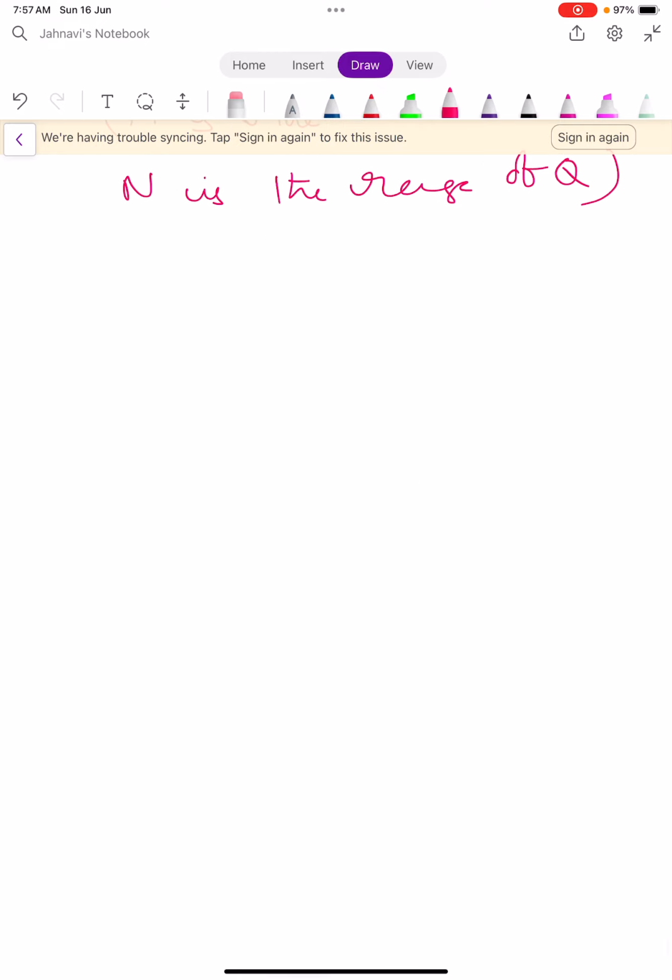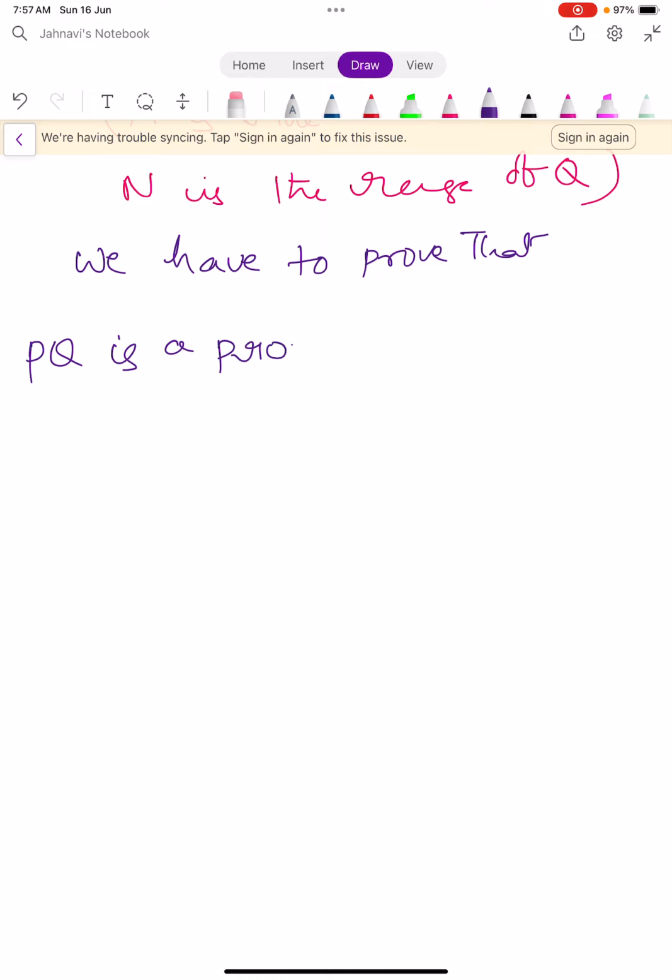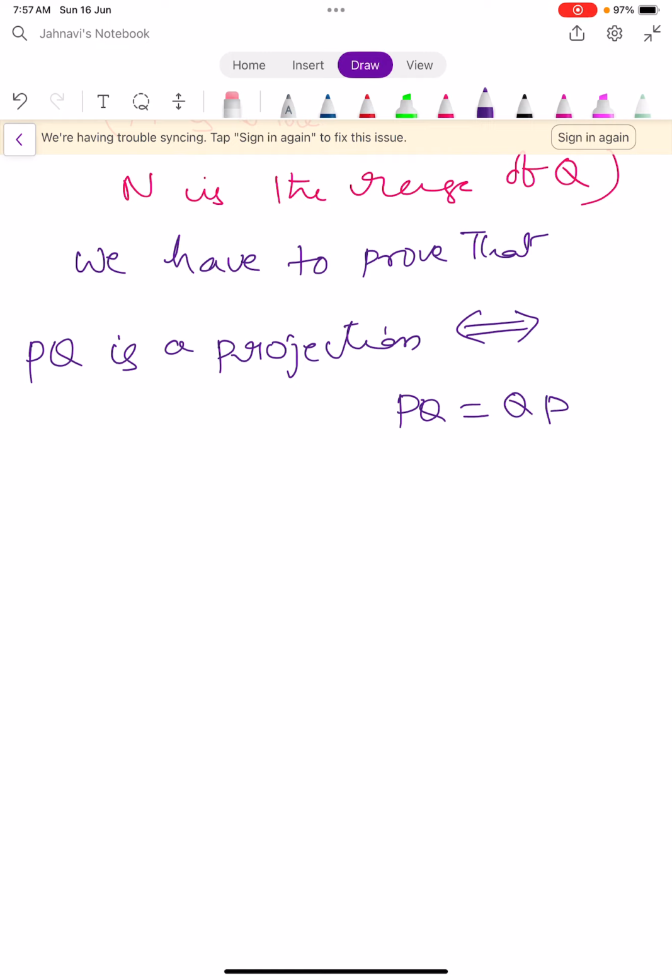So our aim is to prove that the product PQ is a projection if and only if PQ is equal to QP. Suppose PQ is a projection on capital H.